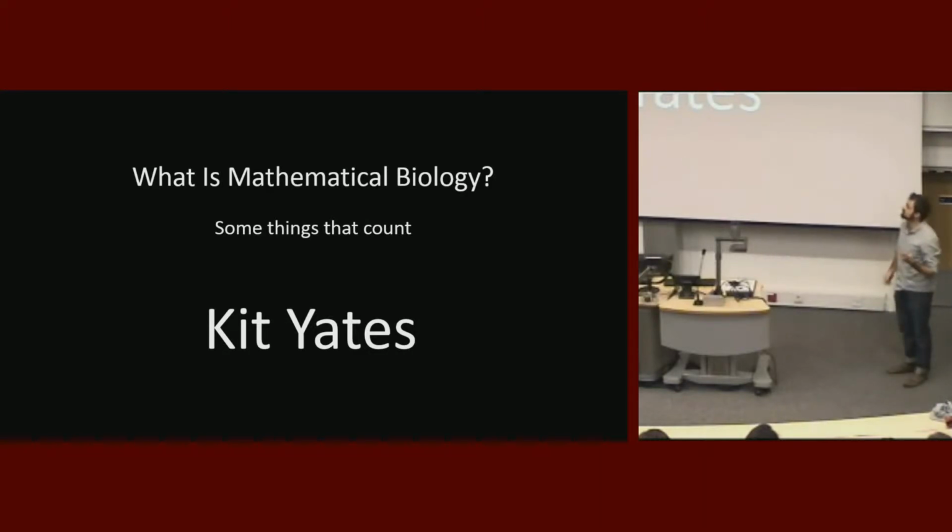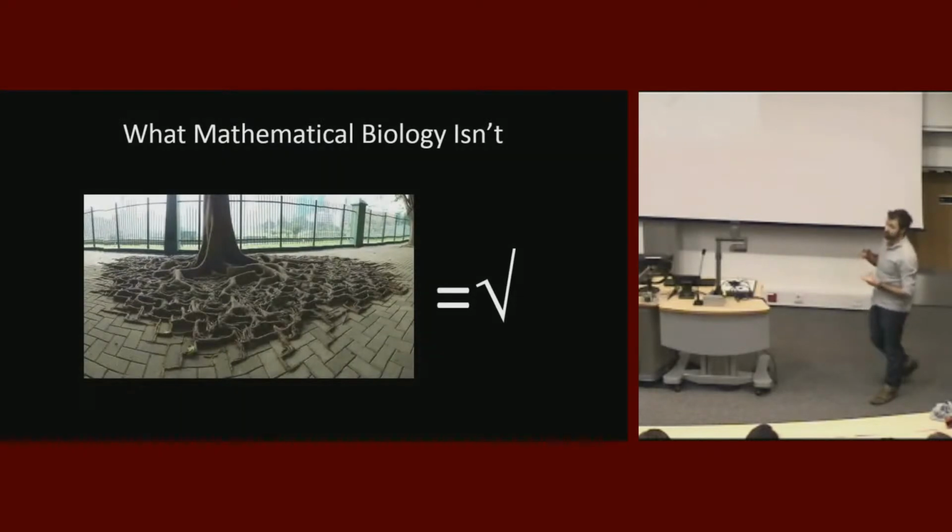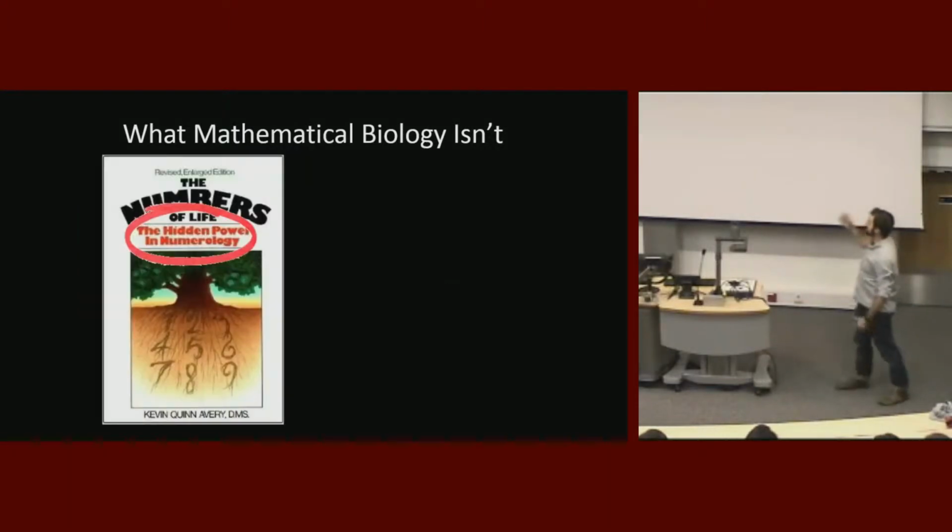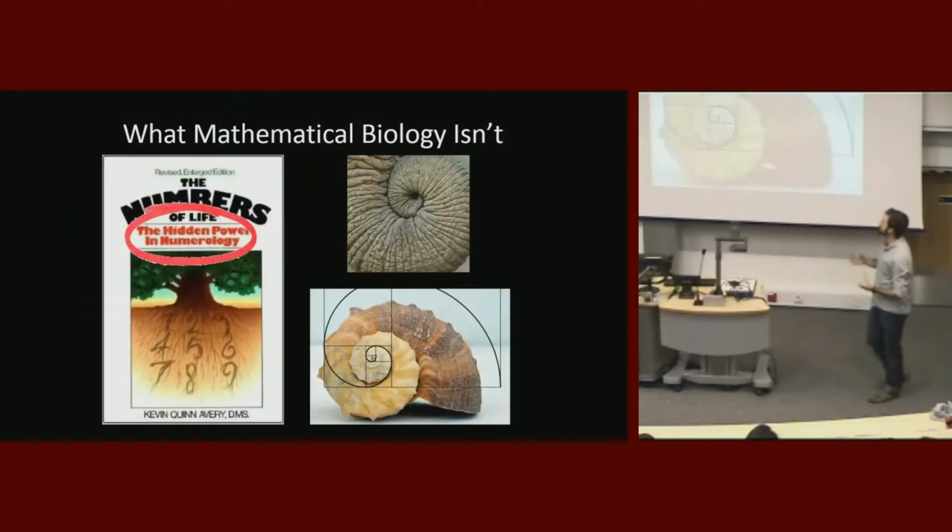I often think it's useful when trying to answer these sorts of questions to think about what mathematical biology isn't. It isn't about numerology, it isn't about looking at patterns and saying, oh look, there's a curve, it must be some sort of Fibonacci sequence. Fibonacci seems to be the only thing that people have ever heard of with mathematical biology. There's no reason why an elephant's trunk should be a Fibonacci sequence.